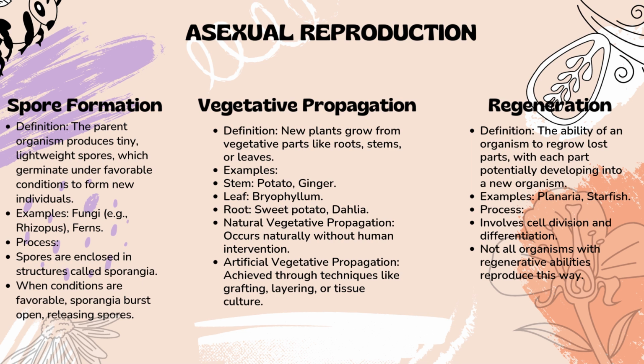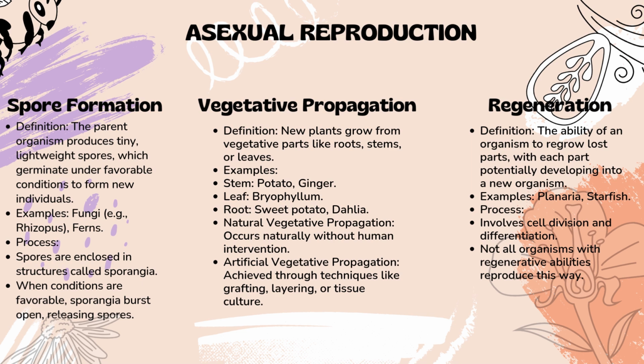Regeneration. Definition: the ability of an organism to regrow lost parts, with each part potentially developing into a new organism. Examples: planaria, starfish. Process: involves cell division and differentiation. Not all organisms with regenerative abilities reproduce this way.